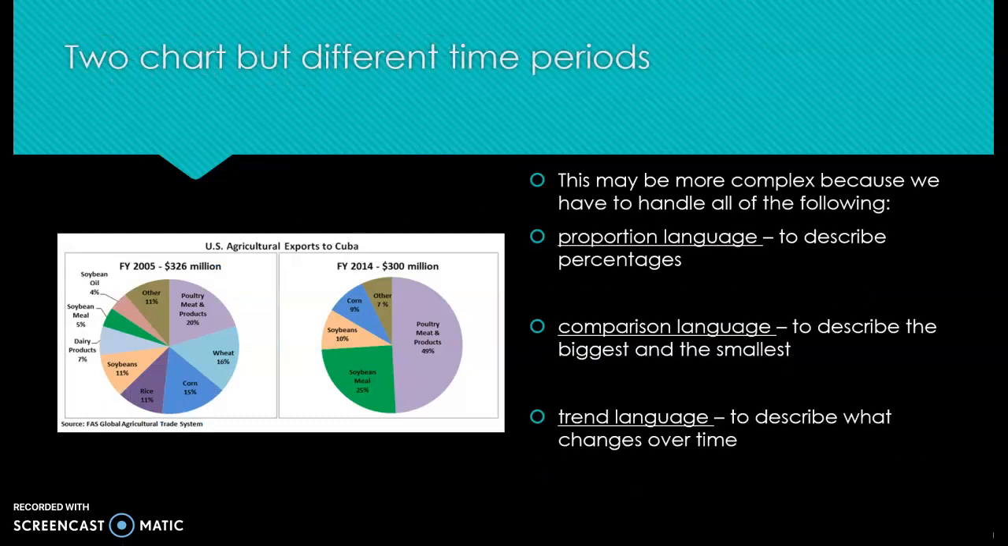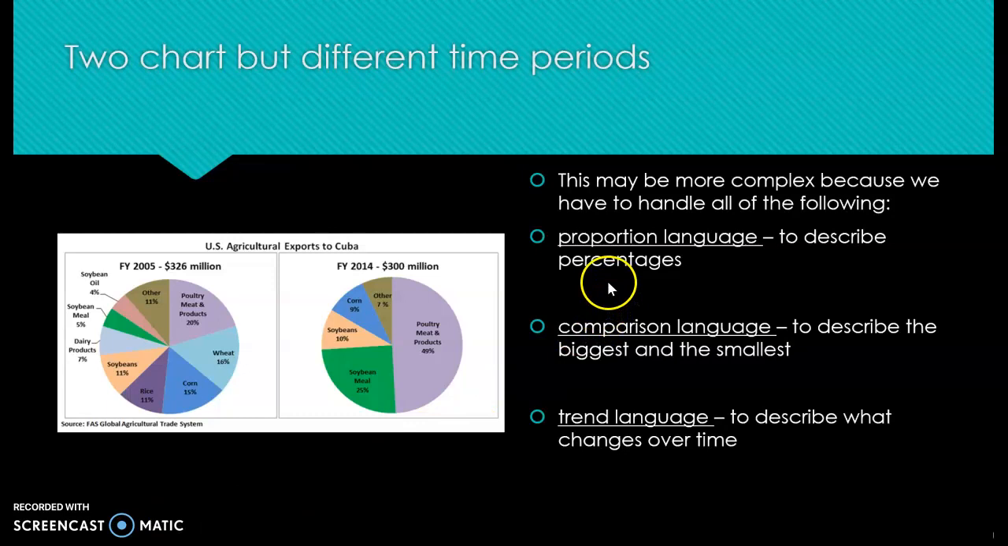This is a little bit more complex, and it is a subject you probably know nothing about. It doesn't matter, you're not expected to. Follow the same process, get your 5 bits of information ready in 5 minutes, have a look at it. So what's it called? US agricultural exports to Cuba. How much food is America sending to Cuba? And what is it? And look at the time frame. We've got 2 different time frames here. So we're going to have to remember that. So we're going to be using which tense?